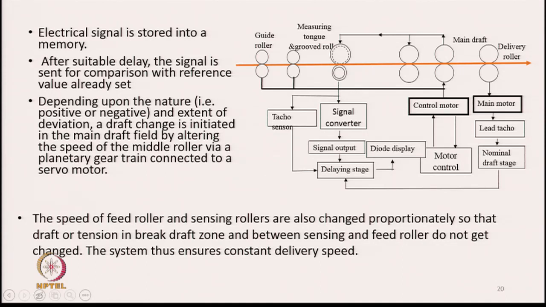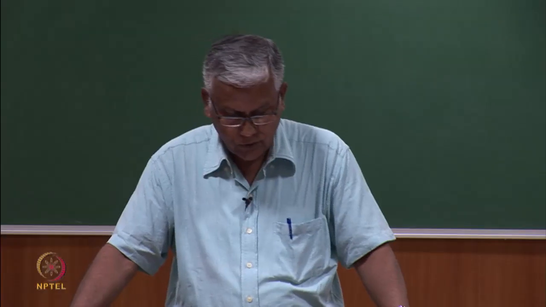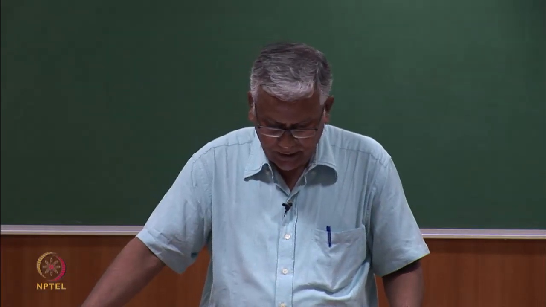So, electrical signals are stored into the memory. We have to store it because this control point is ahead of the sensing point. It is an open loop system. So, there is a need to store it, and there has to be a delay.